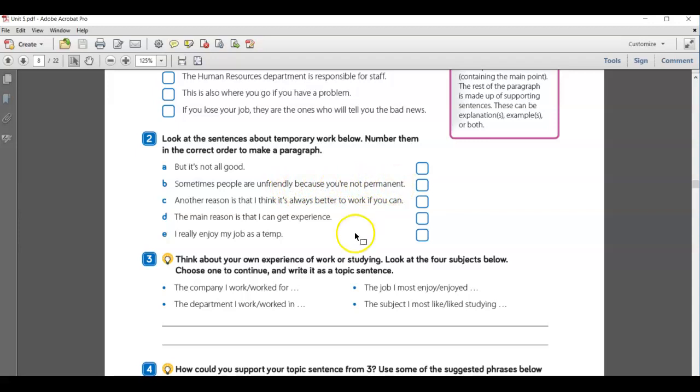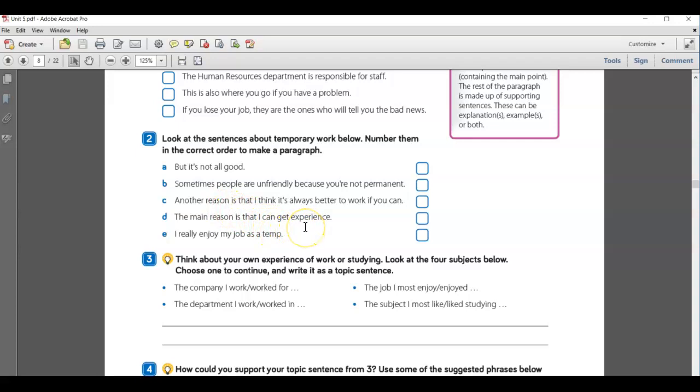So, E is 1. D is 2. C is 3. 4 is A. And 5 is B. Okay. This is a small paragraph that is jumbled. We just put it in the correct order.